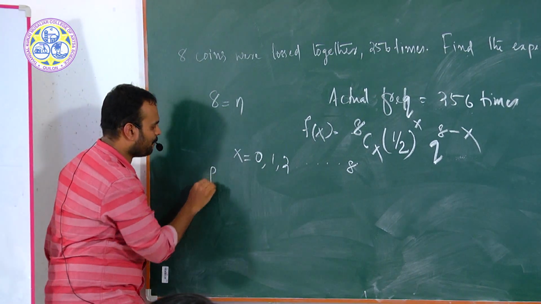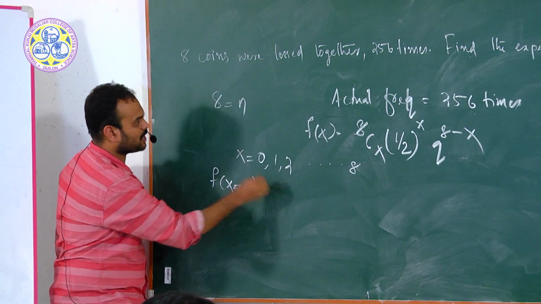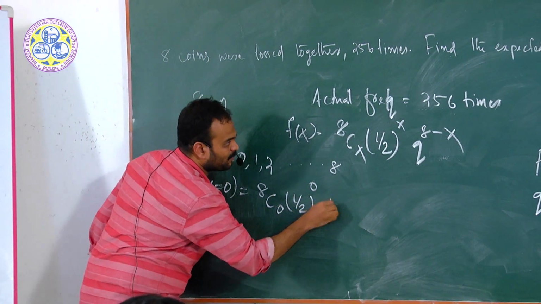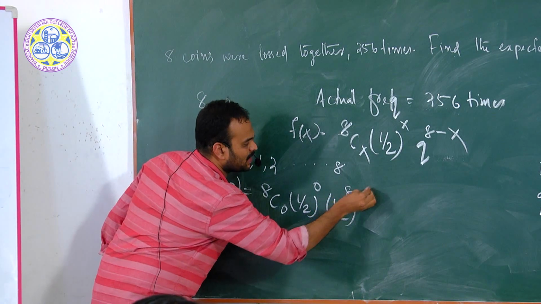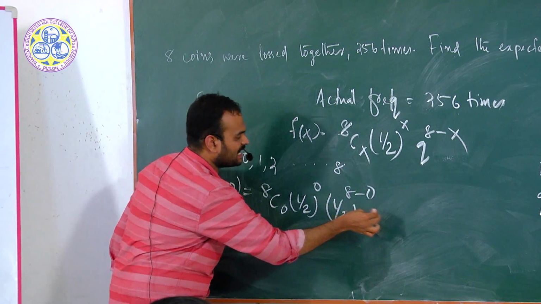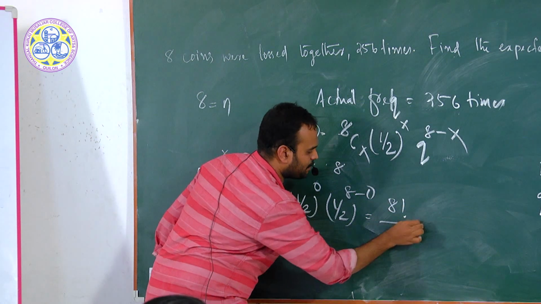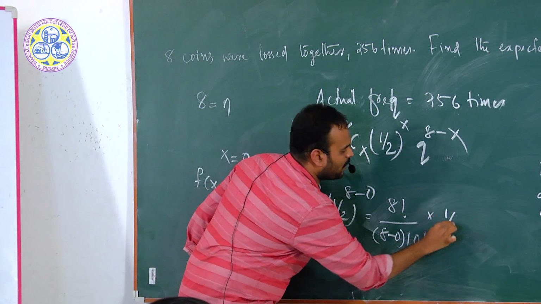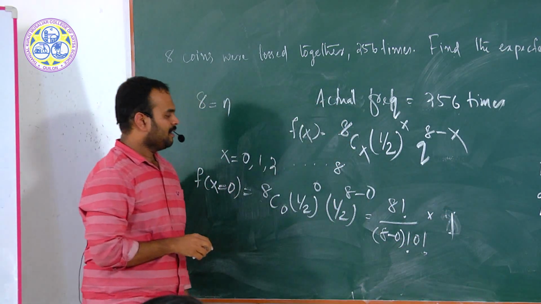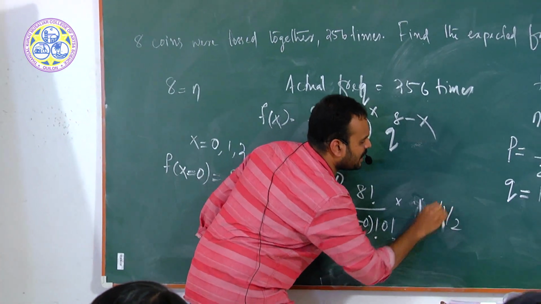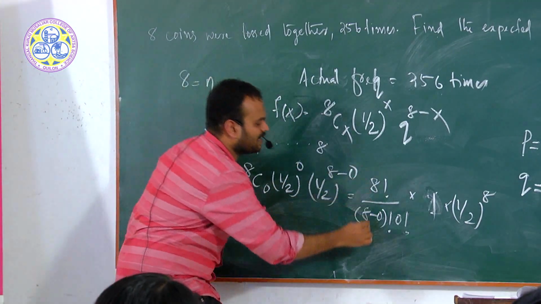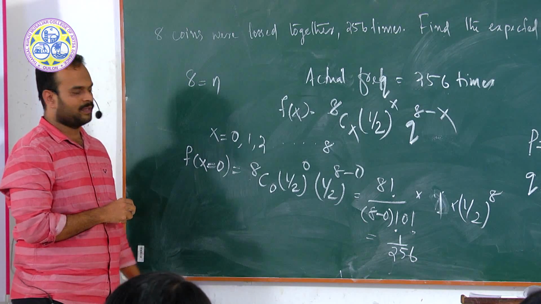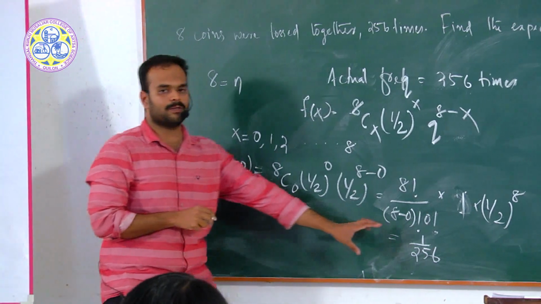Then the function will be f of x when x is equal to 0: 8C0 into (1 by 2) the whole raised to 0, then (1 by 2) the whole raised to 8 minus 0. Then what is the answer? 8C0 is 8 factorial divided by (8 minus 0) factorial into 0 factorial. (1 by 2) the whole raised to 0, the value will be 1. Then (1 by 2) the whole raised to 8. Then we will get the value 1 by 256. That is a probability value. For the first case, we got the value 1 by 256.